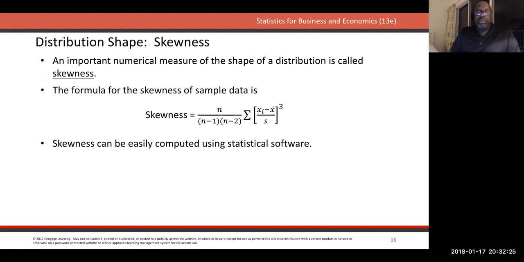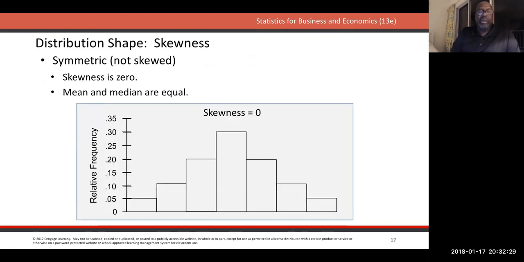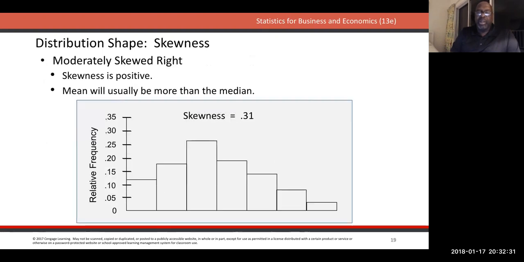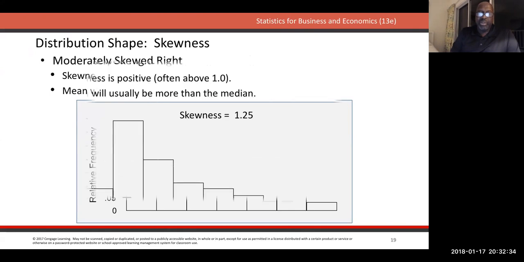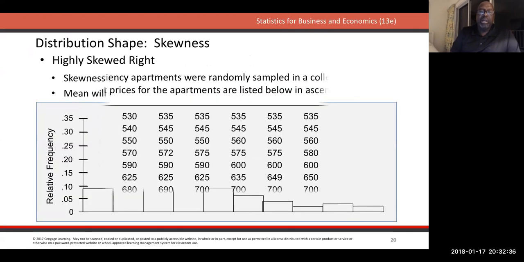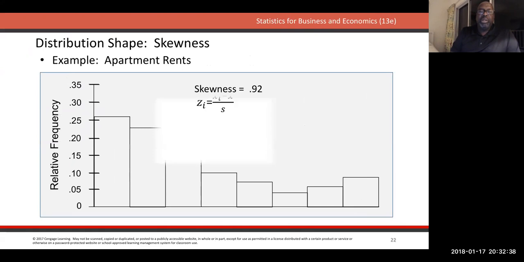The shape of a distribution, which is skewness, we'll pass on that for now. It just tells us whether our distribution is right skewed, left skewed, or symmetrical. And we will skip that.